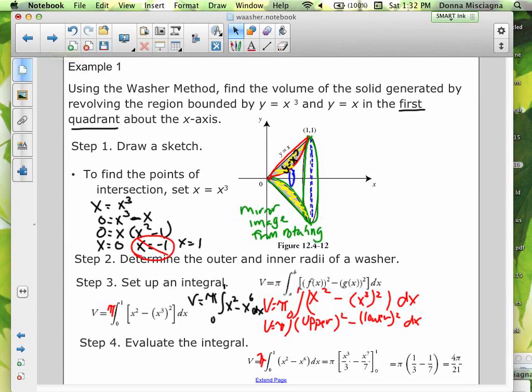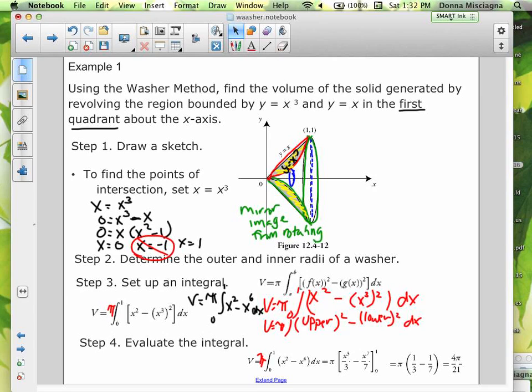So the 0 won't matter here, but the 1 will. Now 1 cubed is 1, so divided by 3 would be 1/3, and 1 to the 7th is still 1. So we have 1/3 minus 1/7 times pi, which is 4 pi over 21. So that would be the volume of the solid.